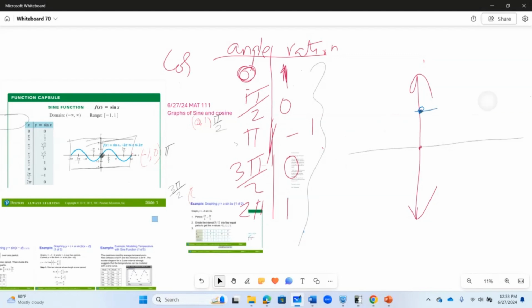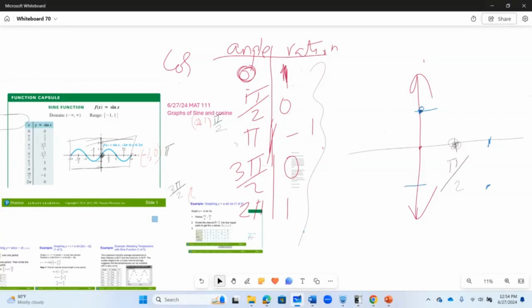So this is pi over 2 here, and I'm using only quadrantal angles. So this is 90, pi over 2, and cosine of 90 is 0. And cosine of 180, we already know it is negative 1, somewhere here. And then cosine of 3 pi over 2, which is 270, is right here.